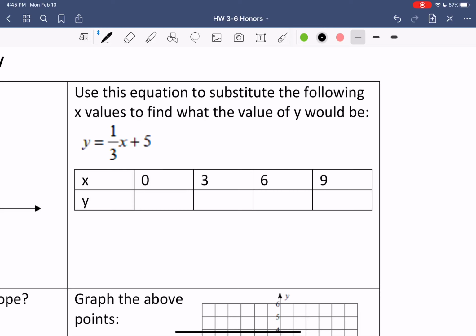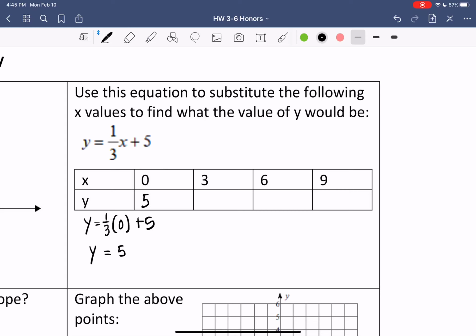Use this equation to substitute the following x values to find what the value of y would be. Okay, so for this first one, we're substituting x values. So we have y equals 1/3 times 0 plus 5. So 1/3 times 0, any number times 0 is 0. So that means we're going to have y equals 5 right there.